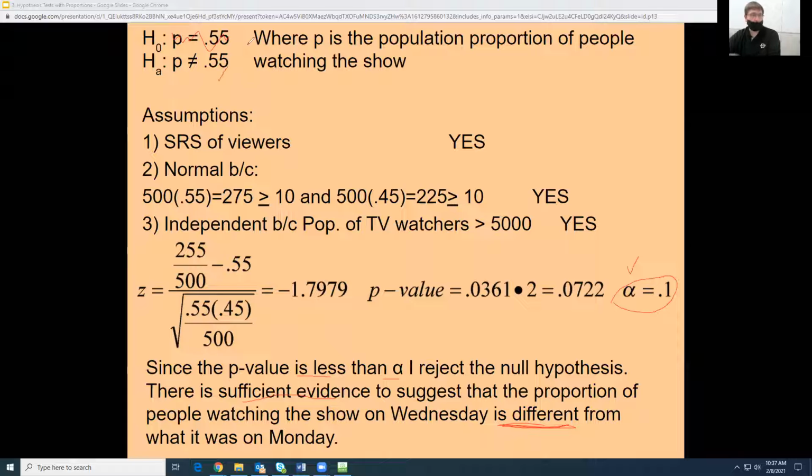We don't know what the actual percentage of people watching it is necessarily. Our sample suggested that it was smaller. So maybe we lost some people because Monday Night Football, or Wednesday night's got something else on they'd rather watch. Okay.